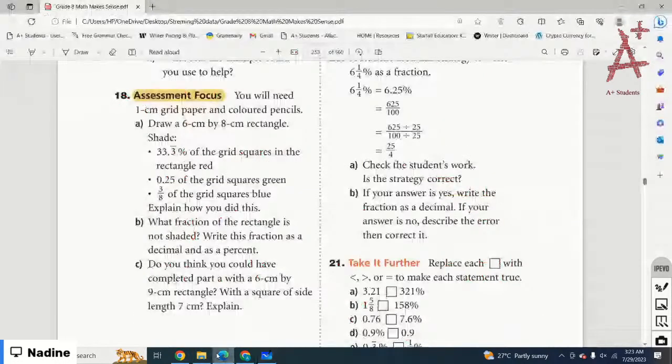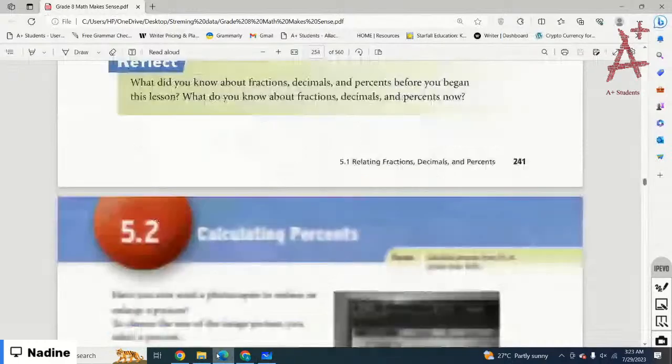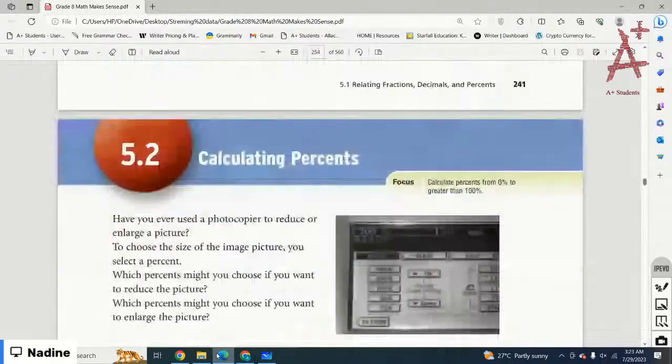Okay, you can complete the lesson by yourself later today. Let's just start with the next lesson. The next lesson is calculating percents. Let's just start with the lesson.